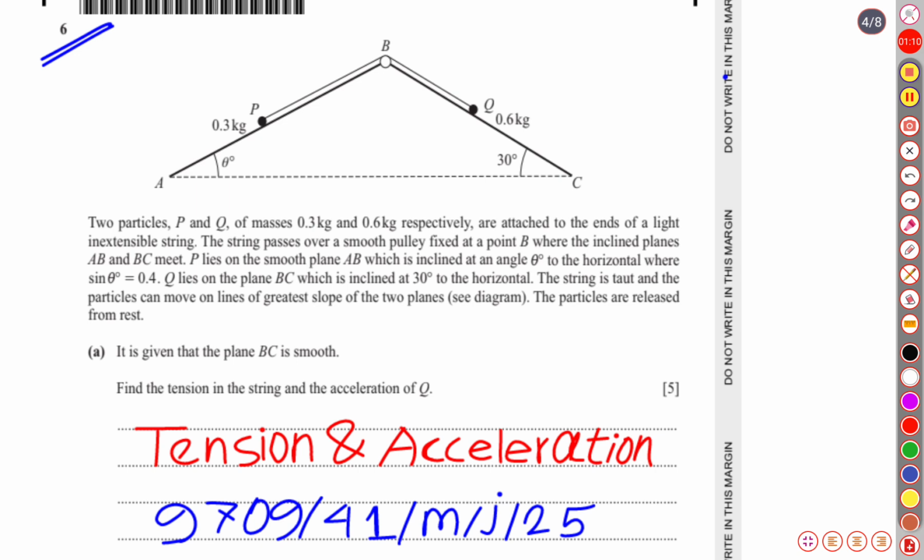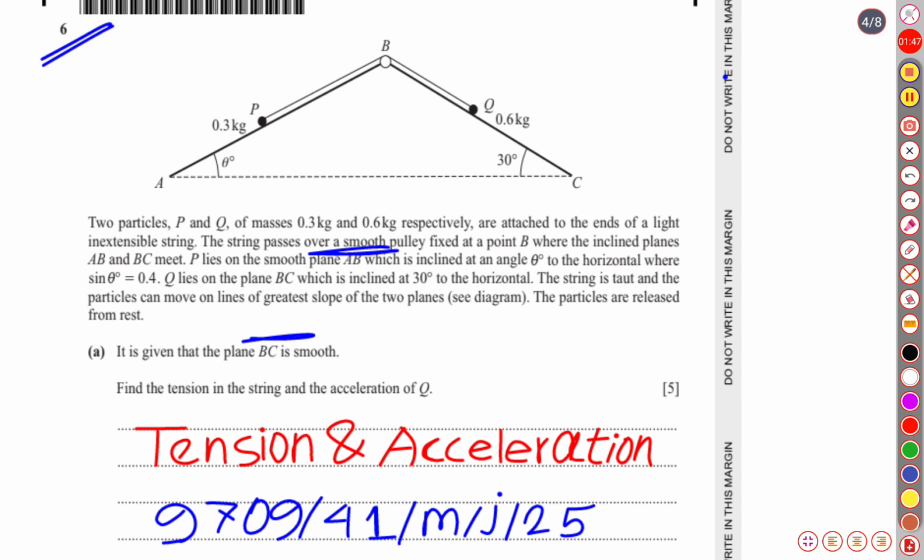The string is taut and the particles can move on lines of greatest slope of the two planes. The particles are released from rest. It is given that the plane BC is smooth. Find the tension in the string and the acceleration of Q. So from the question we came to know that plane AB is smooth and BC is also smooth. So there is no frictional force at all, or simply weight is the force, weight and tension.